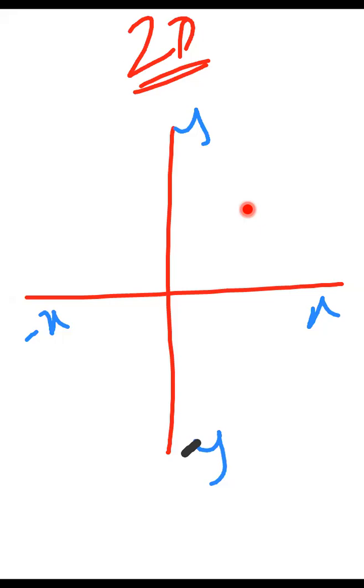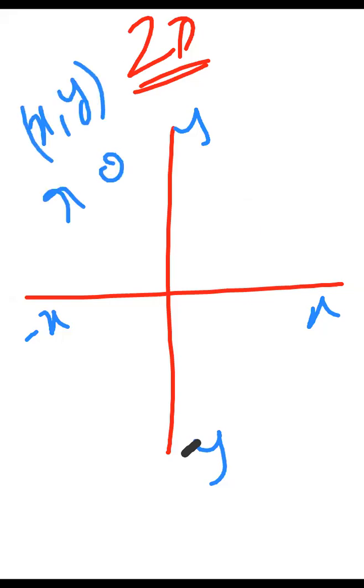Okay, polar coordinate system. Any number, any x, y can also be represented in polar format. Just as x, y represents a point, we can also represent it as r comma theta.